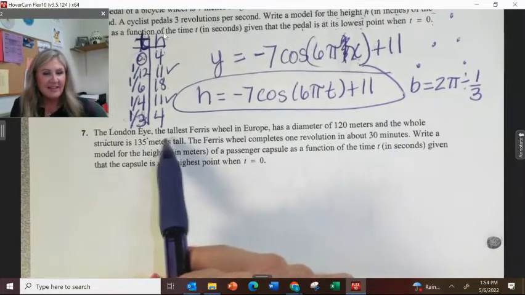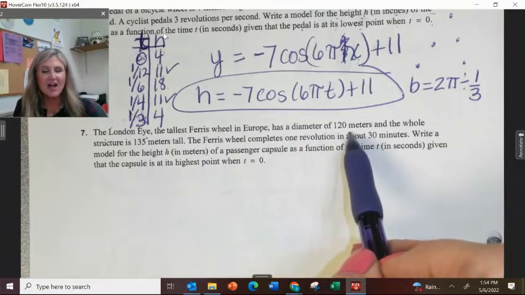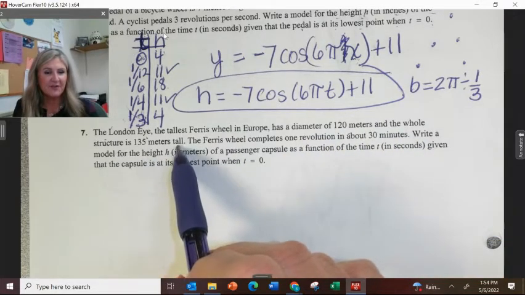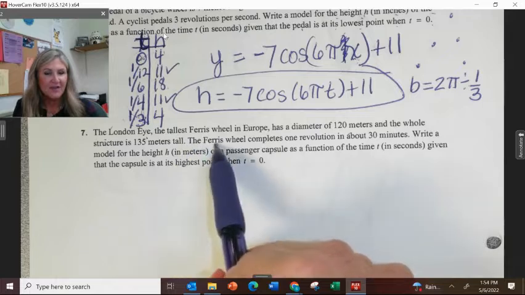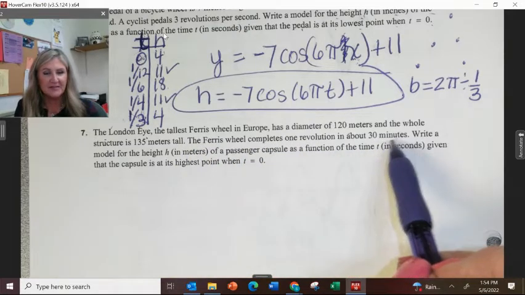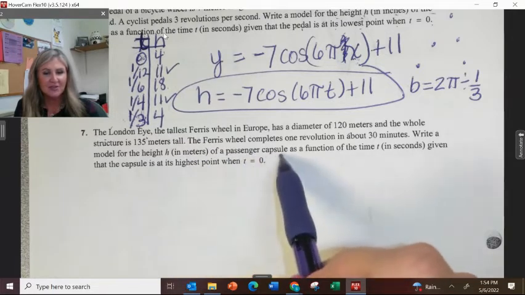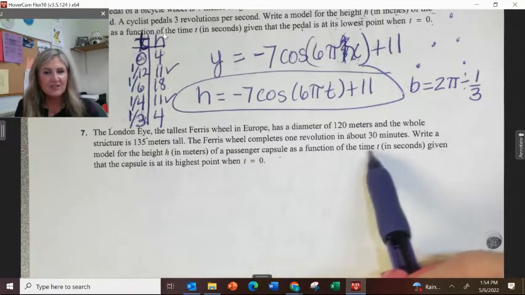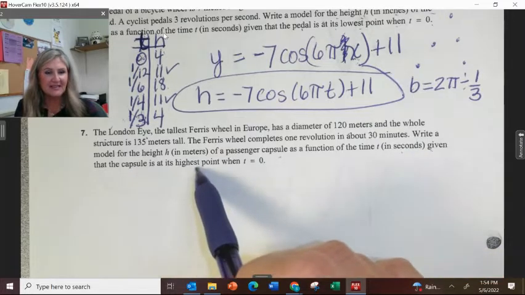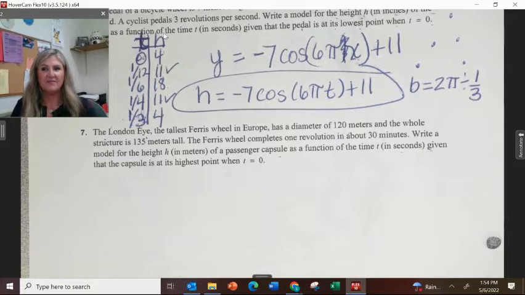The London Eye, the tallest Ferris wheel in Europe, has a diameter of 120 meters, and the whole structure is 135 meters tall. The Ferris wheel completes one revolution in about 30 minutes. Write a model for the height in meters of a passenger capsule as a function of the time in seconds, given that the capsule is at its highest point when t equals 0.